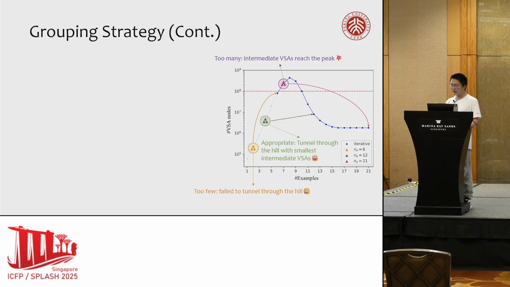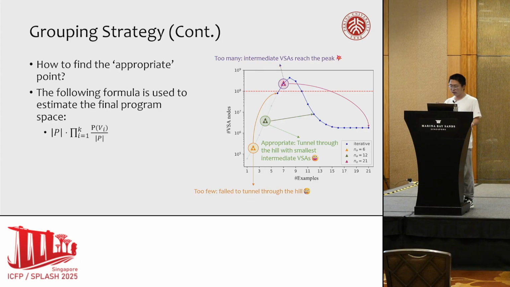The ideal situation is the green line. The smallest intermediate VSAs are constructed. After merging these VSAs, the result VSA will fall to the right foot of the hill. We use a heuristic strategy to find the appropriate point.